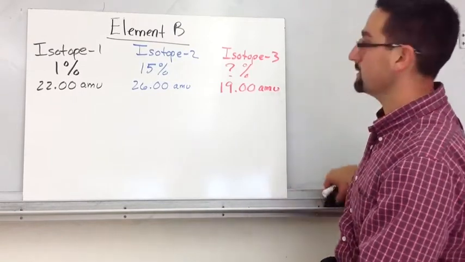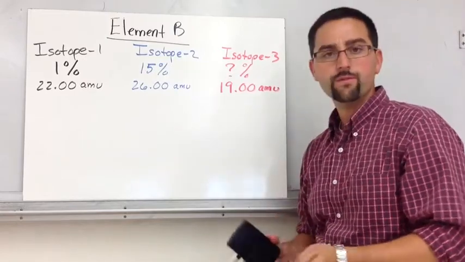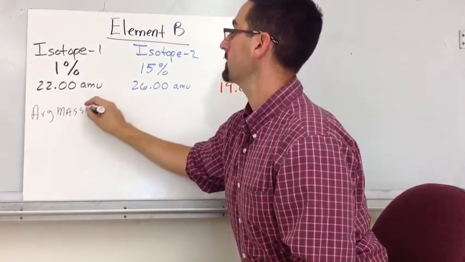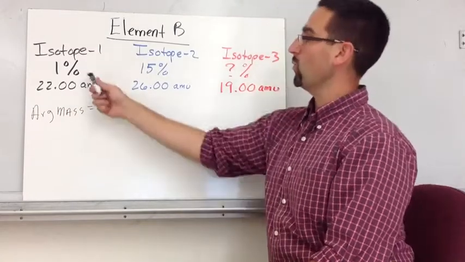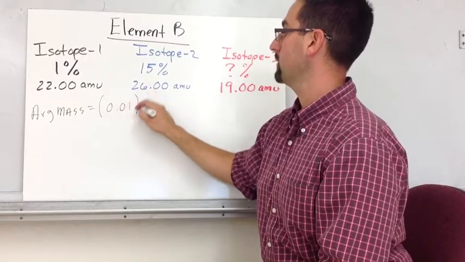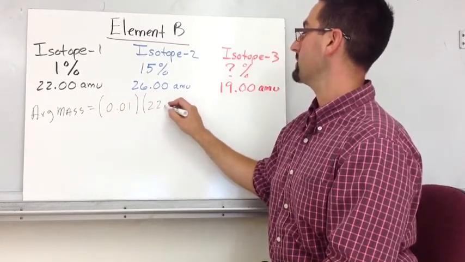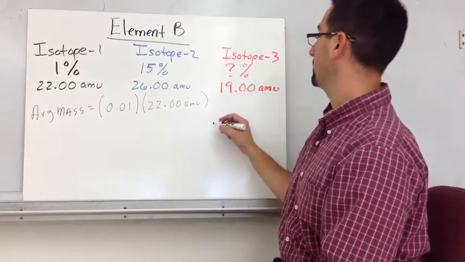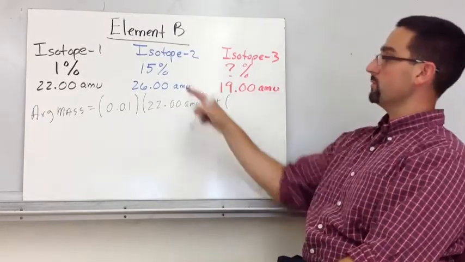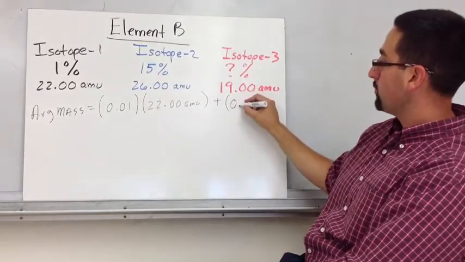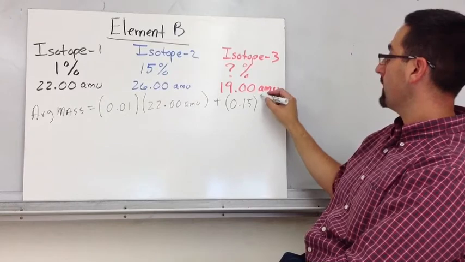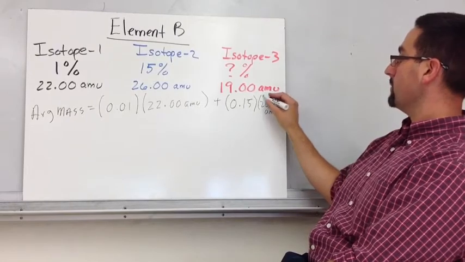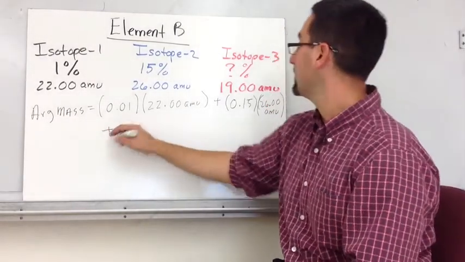Okay, we're back, and we're going to take a look at this. So first off, the first thing I can fill in is, the average atomic mass is going to be equal to the abundance of isotope 1. So 1% as a decimal is 0.01 times its atomic mass, which is 22 AMUs. Okay? And I'm going to add that to isotope 2. So 15% abundant is 0.15, and I'm going to multiply that by 26 AMUs. And I'm going to add that to the abundance of isotope 3.